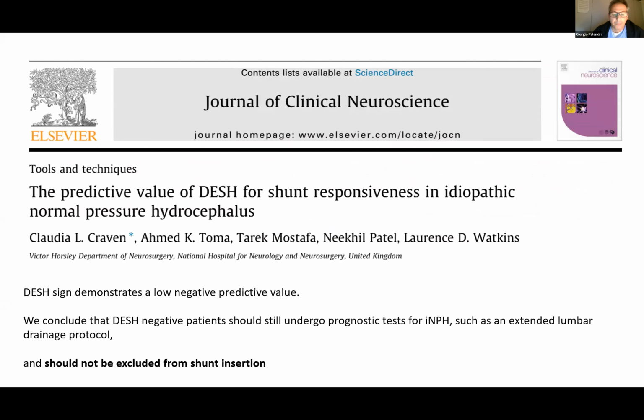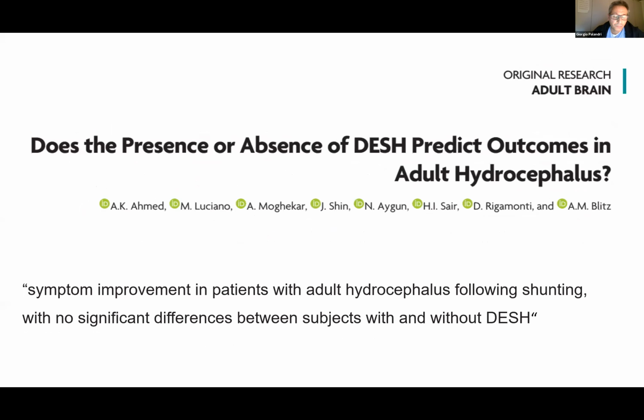Similar findings are reported by Claudia Craven, and also Dr. Ahmed analyzed retrospectively the Johns Hopkins series, and despite more than 80% of the patients improving, only 37% of them were DESH positive.